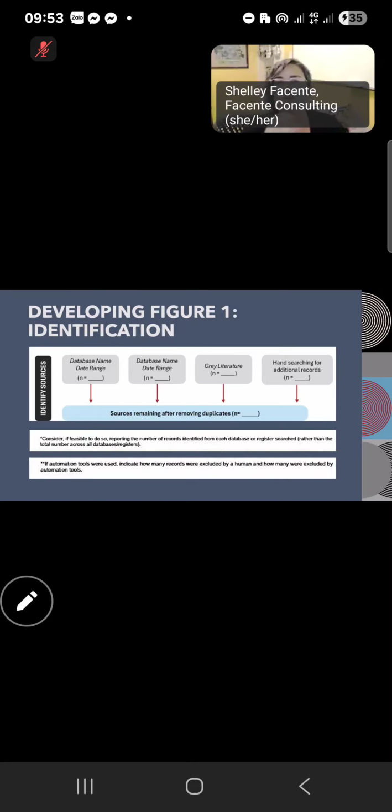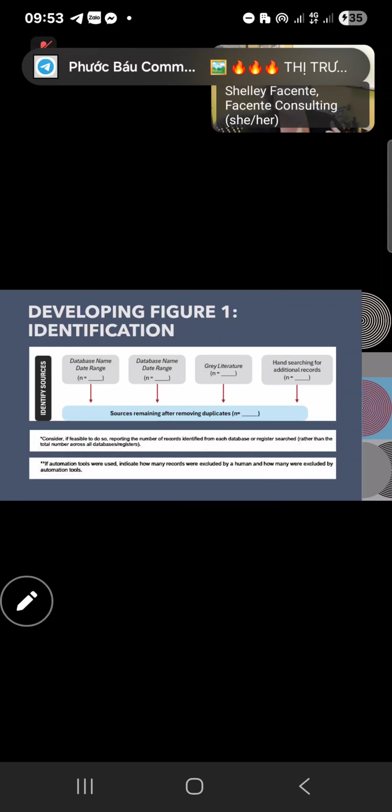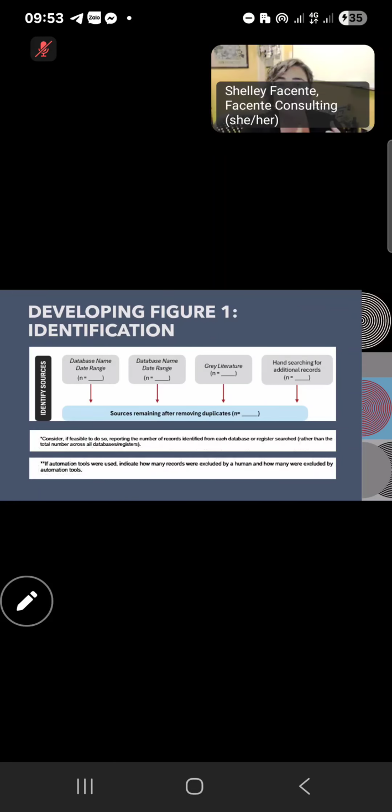So it gives you a chance to do a hand search and pull extras in, usually very specifically from the references of the ones that turned up in your search. And you would say, when we did a hand search of all of the references, we came up with another 4 that had been missed, for example. And then you fill in how many are left after removing duplicates from something like Zotero, Rayyan, or Covidence, whatever it is.